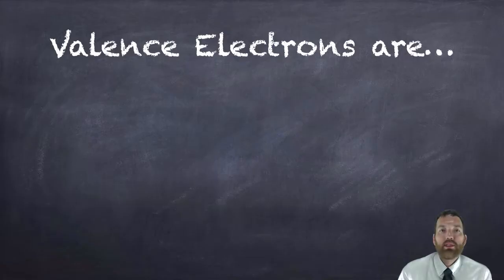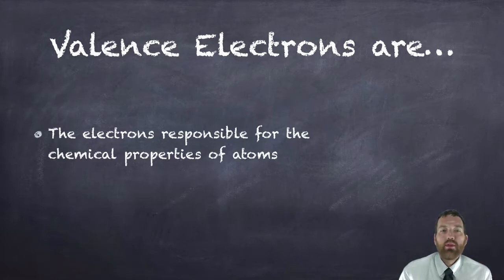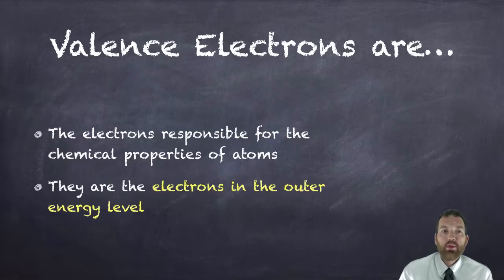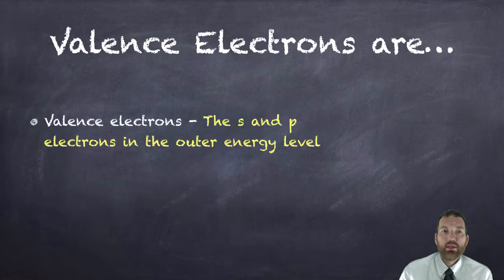We're going to start chapter 7 with a little bit of review. This should look familiar from some of our previous chapters. Let's talk about valence electrons again. Remember, they're the electrons that are responsible for the chemical properties of atoms, so they're pretty important in the world of chemistry. Remember, they're also the electrons in the outer energy level.